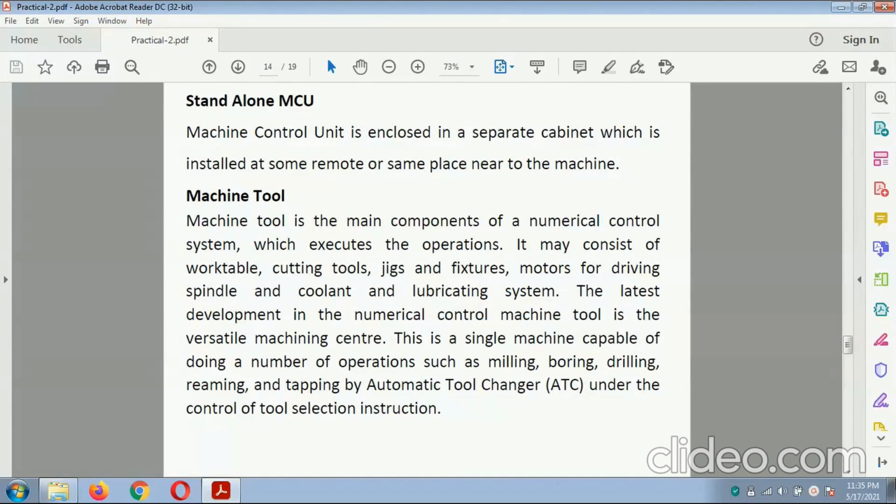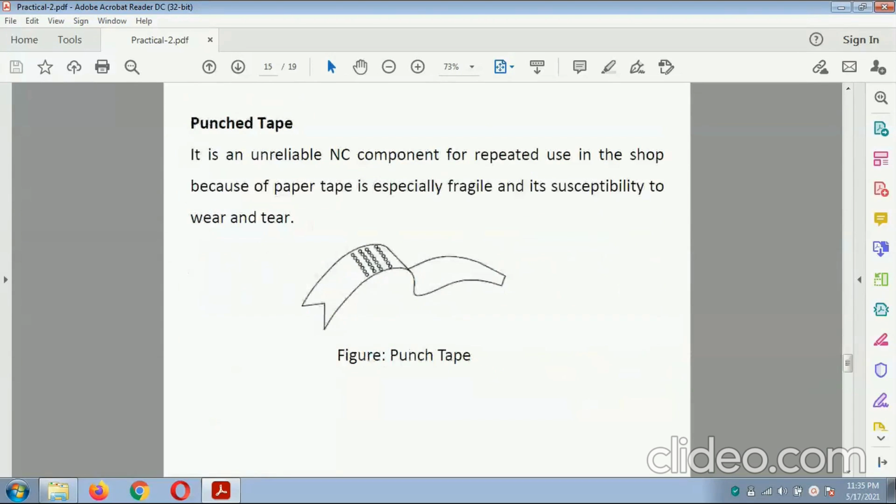Machine tool. The machine tool is the main component of the numerical control system which executes the operation. It may consist of work table, cutting tool, jigs and fixtures, motor and driving spindle, and coolant and lubricating system. The latest development in the numerical control machine is the versatile machining center. This is a single machine capable of doing a number of operations such as milling, boring, drilling, reaming and tapping by an automated tool changer under the control of tool selection instruction.